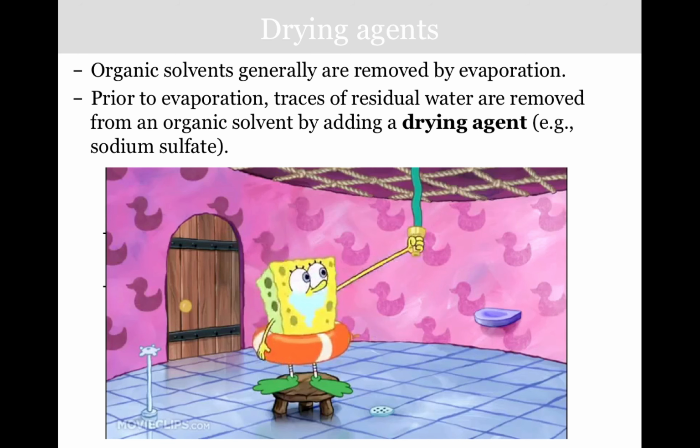Once you're done separating the organic layer and aqueous layer, you have to work up the organic solvents. Usually organic solvents are removed by evaporation. But prior to evaporation, some residual water can be removed from the organic solvent by adding a drying agent. For example, sodium sulfate must be added to the organic layer.